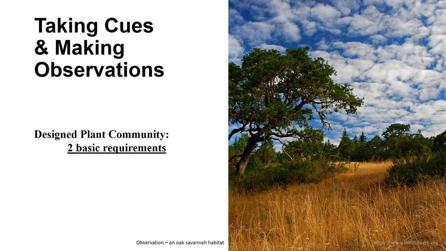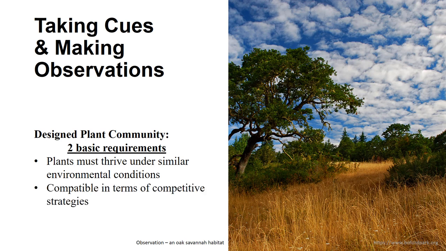So when we think about design plant communities, we start by taking cues and making observations in native communities. These are unmanaged landscapes. And these design plant communities require two basic things. First, all of the plants that exist here must thrive under similar environmental conditions. So if the plants don't work together, if they don't need the same requirements, then it's really hard to have them exist as a community.